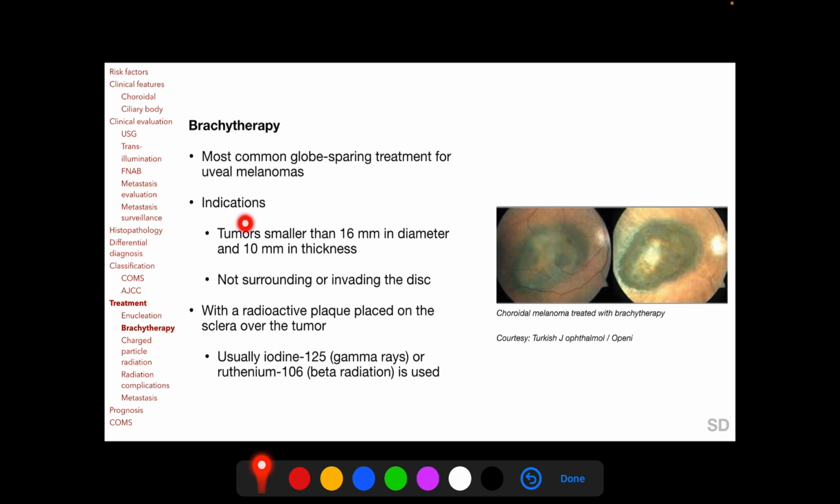Indications for brachytherapy of choroidal melanoma include choroidal melanoma smaller than 16 mm in largest basal diameter and less than 10 mm in apical thickness, and choroidal melanomas not surrounding or invading the optic disc. Brachytherapy is administered with a radioactive plaque placed on the sclera over the tumor and containing usually iodine 125, which emits gamma rays, or ruthenium 106, which emits beta radiation.